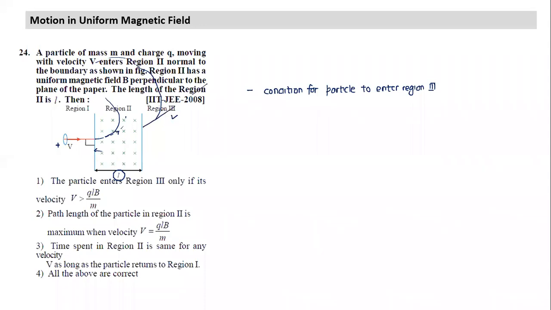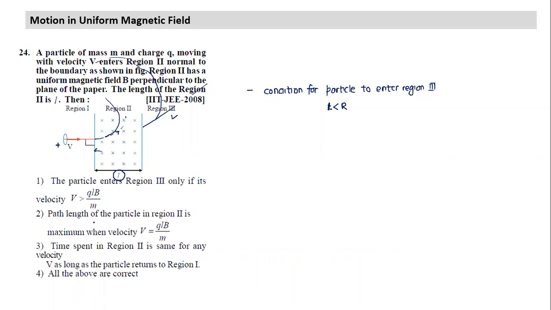What is the condition for it to enter region 3? R is greater than L. So is that difficult, actually? It should have come very easily. Yes, sir. So L must be less than R, or R is greater than L. Then it will enter the region. And then we can write in terms of R, or if the answer is in terms of other terms like QVB, we can substitute the value of R. Path length of particle in region 3 is maximum.